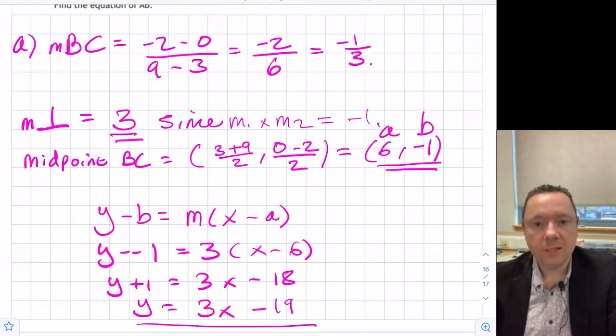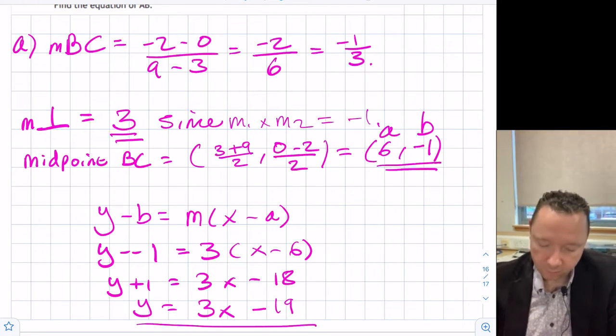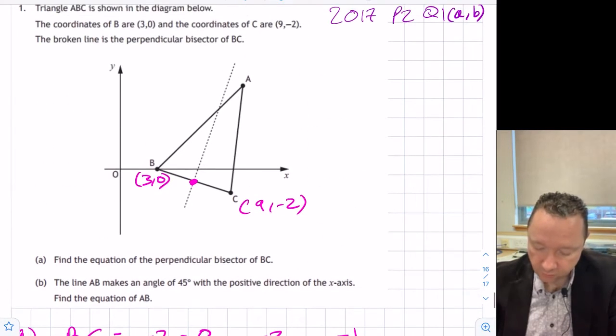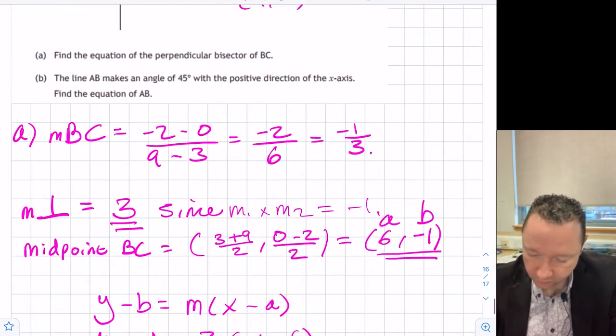Let's see what part B was asking for. So that's everything on perpendicular bisectors. It says the line AB makes an angle of 45 degrees with the positive direction of the x-axis. Find the equation of AB. Let's have a look at that then.